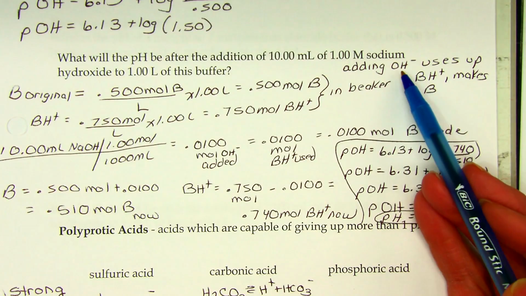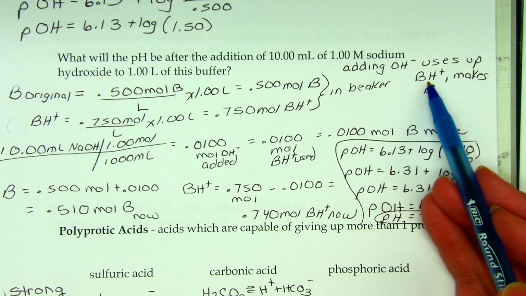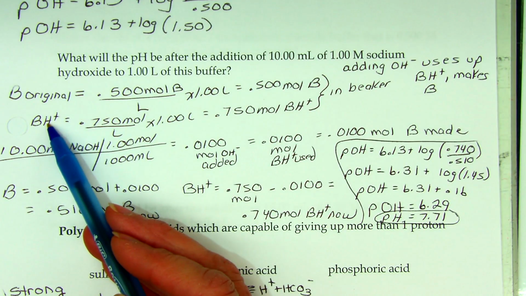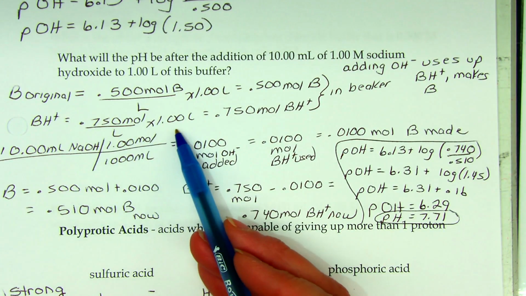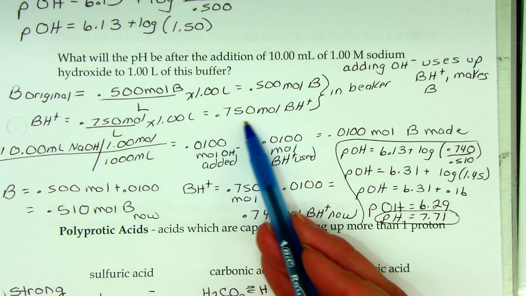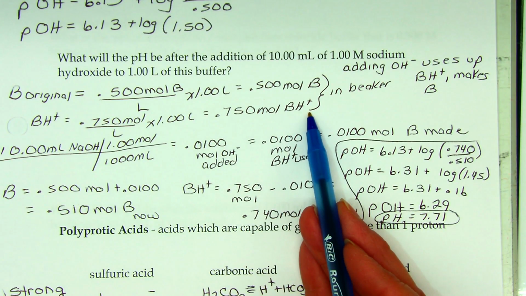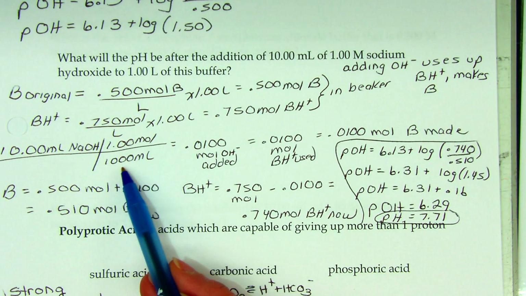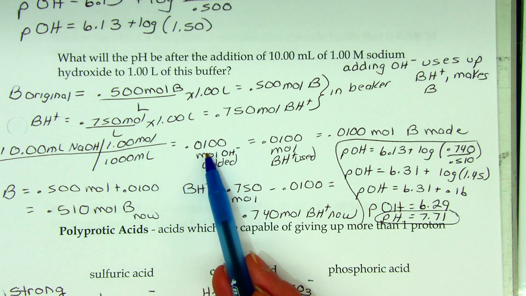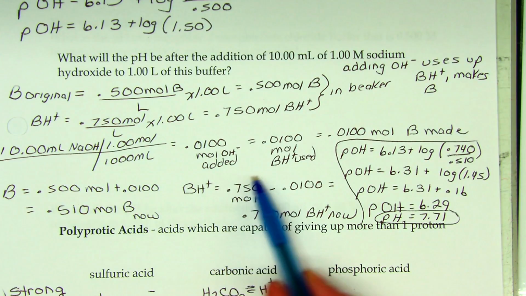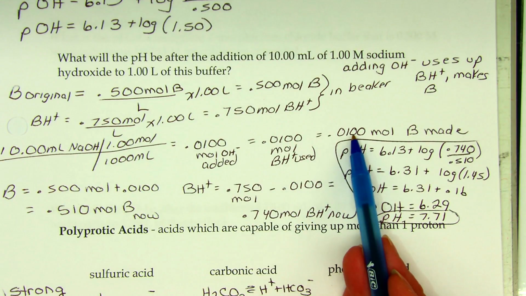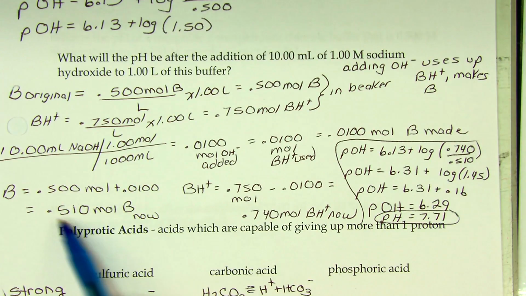We're adding hydroxide, so it uses up the BH+ and it makes B. My BH+ to start, I had 0.75 moles per liter times 1 liter, so I have 0.750 moles of BH+ to start. I added in 10 mL of 1 molar, 1 mole per 1,000 mL, so I added 0.0100 moles of hydroxide. That is BH+ that I used up, and it's equal to the amount of B that I made.